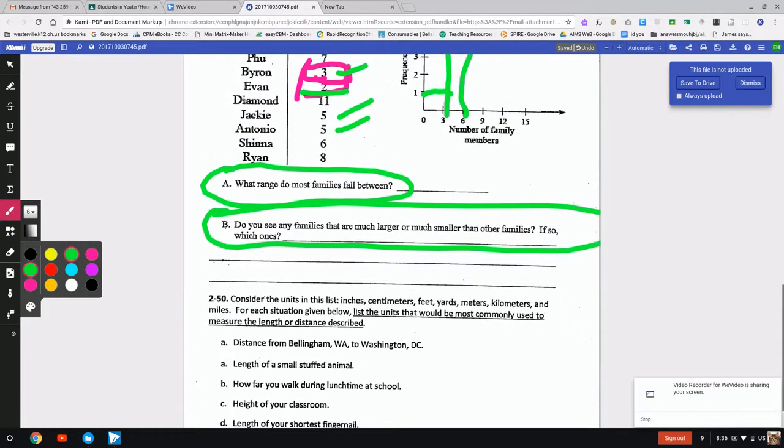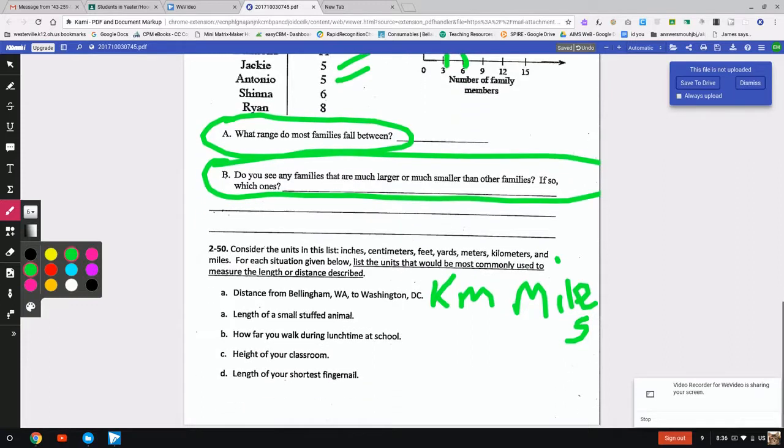Again, consider our units. For instance, if you were traveling from Washington State to Washington, D.C., what would you do? There's two here. You can do kilometers if you're Canadian, like my family, you'd use those. Or you can measure them in miles. You can put more than one answer. Just pick one. You can pick two. You can pick three. It doesn't really matter. Just do those for the ones below.